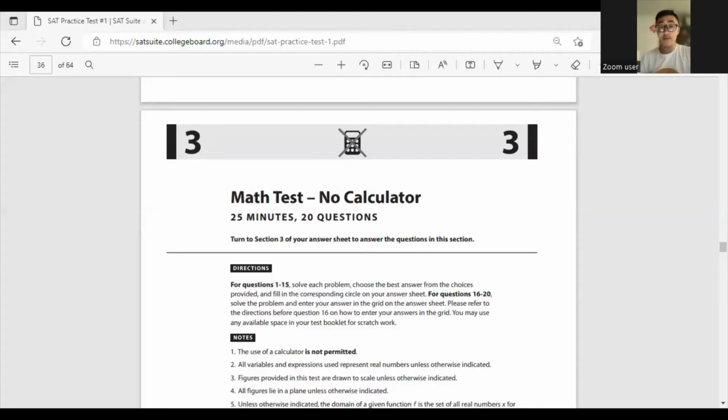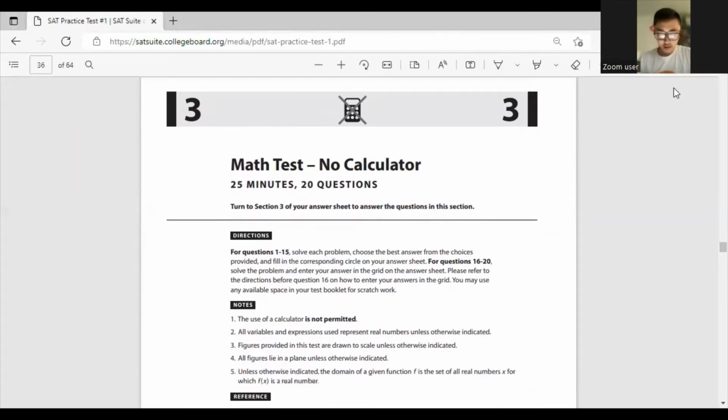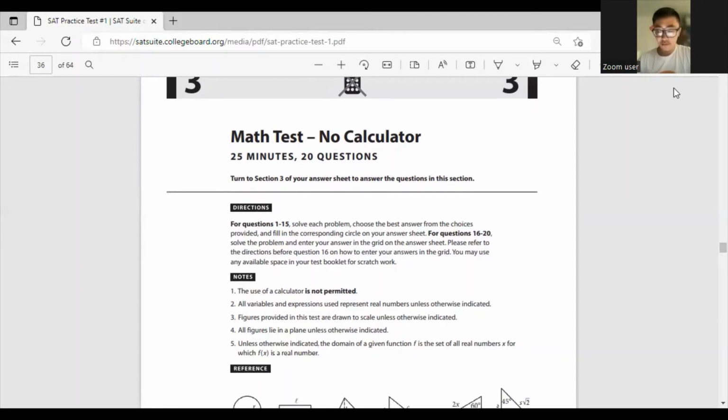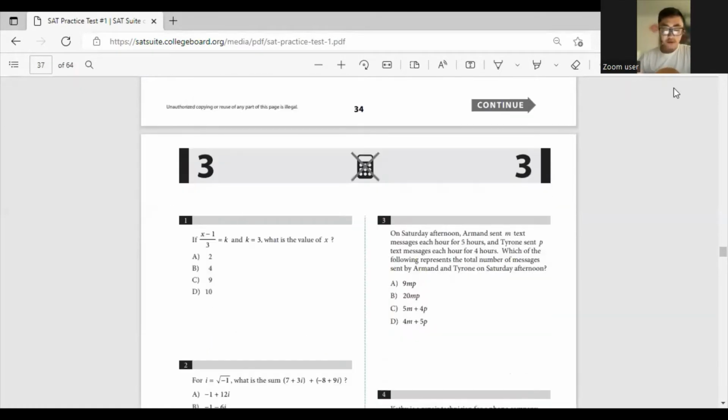Share screen. And feel free to follow along as I'm doing it. Okay, so I'm going to go ahead and start with the first question.